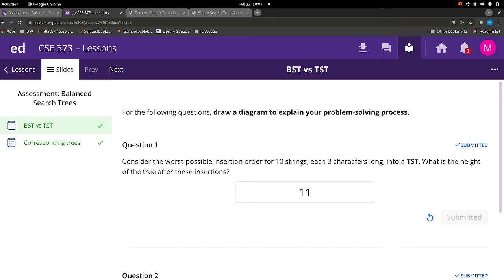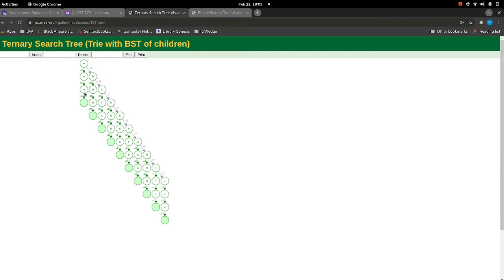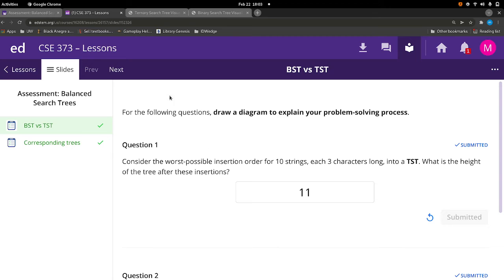So with 10 strings, each 3 characters long, you're going to insert your first string, and that's going to already have a height of 2. And then you're going to insert 9 more strings, and assuming that they all go to either the left or the right, all of them are going to add a height of 1. So it's going to be 11, and that's shown here with just 10 3-character long strings.